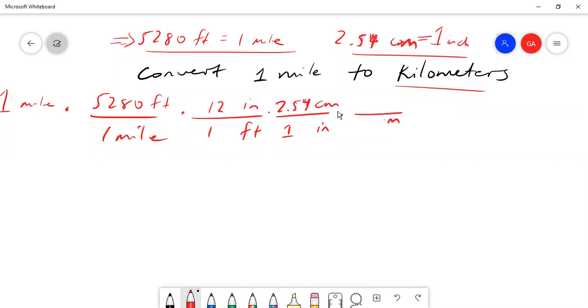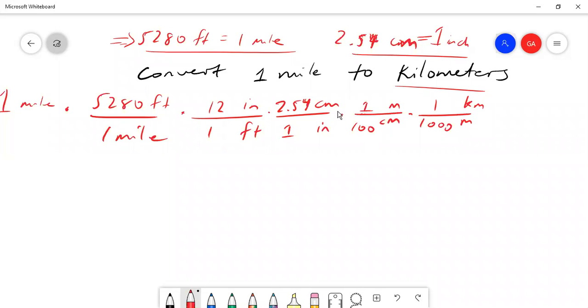Now to meters. How many centimeters are there in a meter? This is 100. Very good. This is using the information we just learned. And how many meters are there in a kilometer? 1 kilometer over 1,000 meters. Sorry, other way. Yep, 1,000.